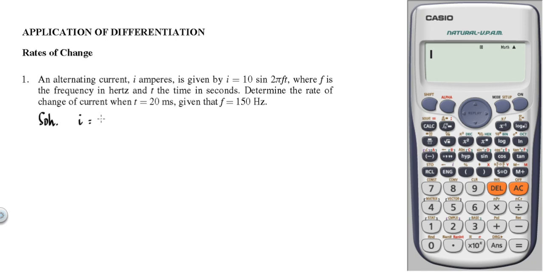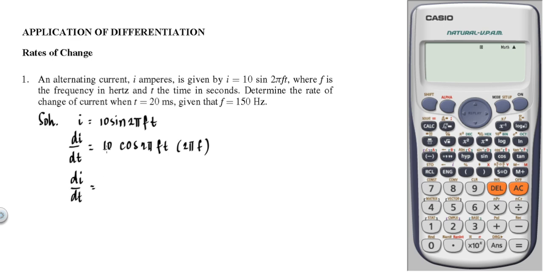I is equal to 10 sine 2 pi ft. Okay. Determine the rate of change of current, meaning derivative of I with respect to time. Then differentiate this. So we have 10. Derivative of sine 2 pi ft is cosine 2 pi ft. Then derivative of 2 pi ft with respect to time is 2 pi f. There. So di over dt is equal to 10 times 2 pi f or 20 pi f times cosine 2 pi ft.